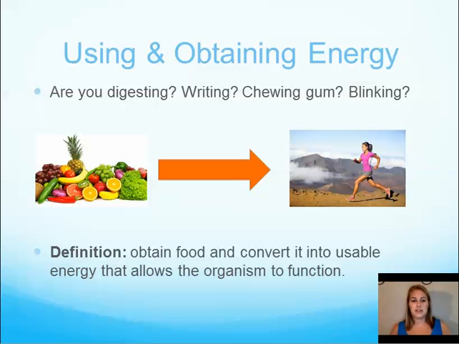The next characteristic is using and obtaining energy. Are you digesting, writing, chewing gum, blinking? All of those things require energy. And what we do is we eat that energy, we obtain it, and we digest it into a usable form so that we can do things like walk around, talk to our friends, text on our cell phones. So the definition is obtain food and convert it into useful energy that allows the organism to function.